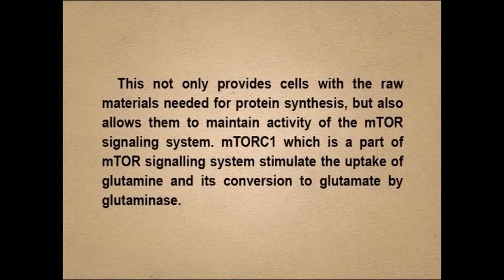mTORC1, which is a part of the mTOR signaling system, stimulates the uptake of glutamine and its conversion to glutamate by glutaminase. The excess glutamine is exported from the cell in exchange for essential amino acids. Thus, growth conditions with abundant essential amino acids and glutamine activate mTORC1-mediated protein synthesis. When nutrients are scarce, cancer cells employ a number of pathways to supply key pools of intracellular metabolic intermediates.